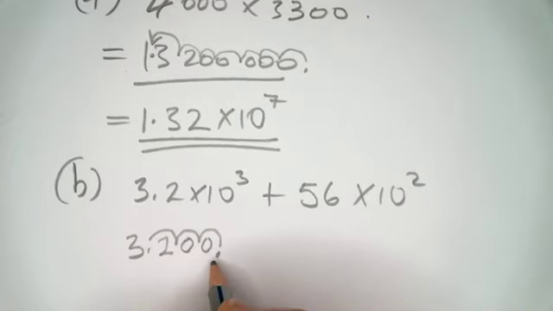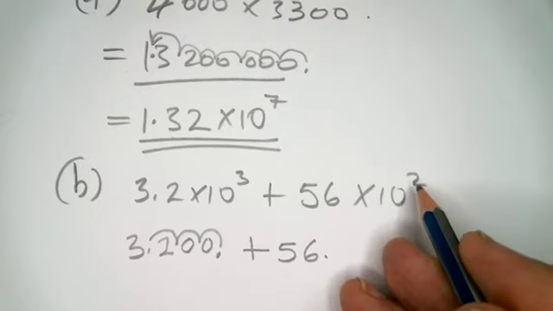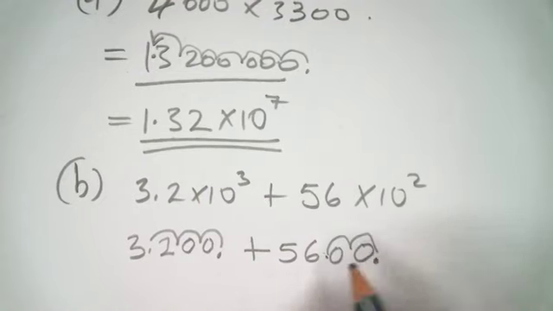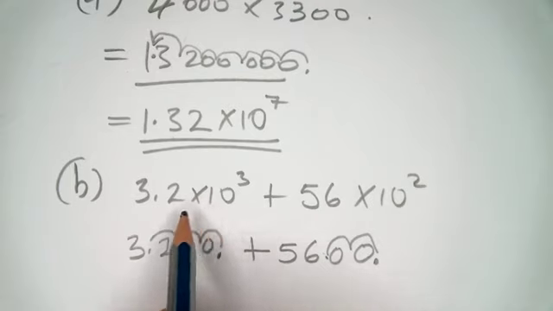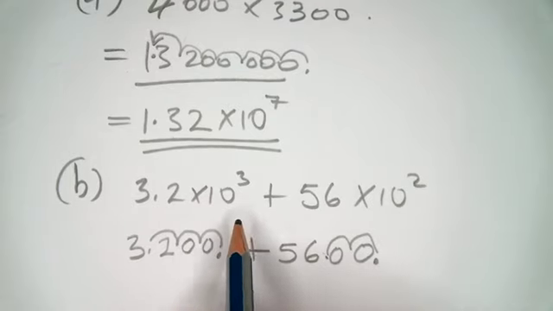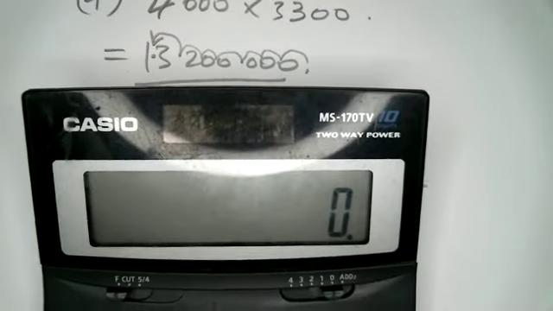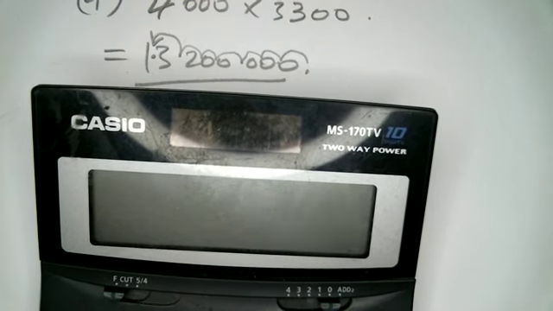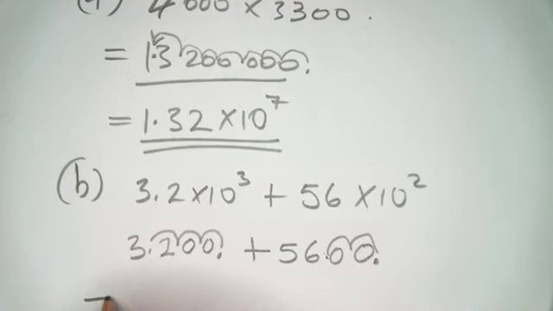So this is 3,200 plus 56. Decimal place is there, and we've got 2. So 1, 2. Decimal place lands there. We've got 2 zeros. So I've got 3,200 plus 5,600. Now you could just do this on your calculator using the standard form, the exponents and things if you wanted. But I'm not going to do that. I'm just going to multiply it straight out on the calculator. 32 times 56 with the zeros added in. And I get 17,920,000.